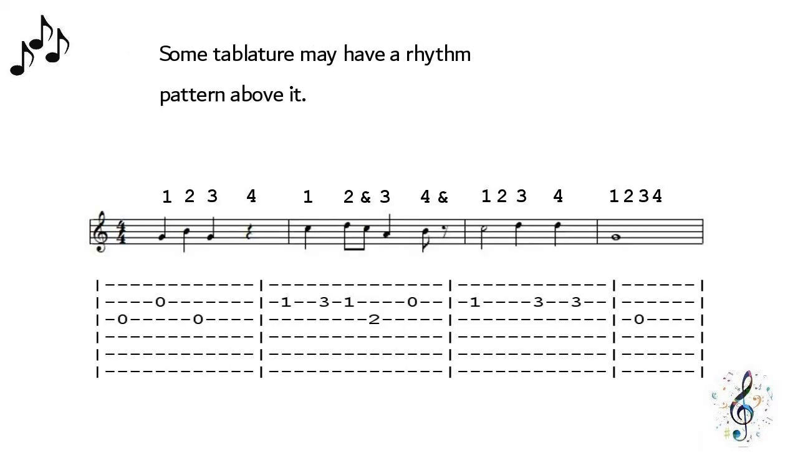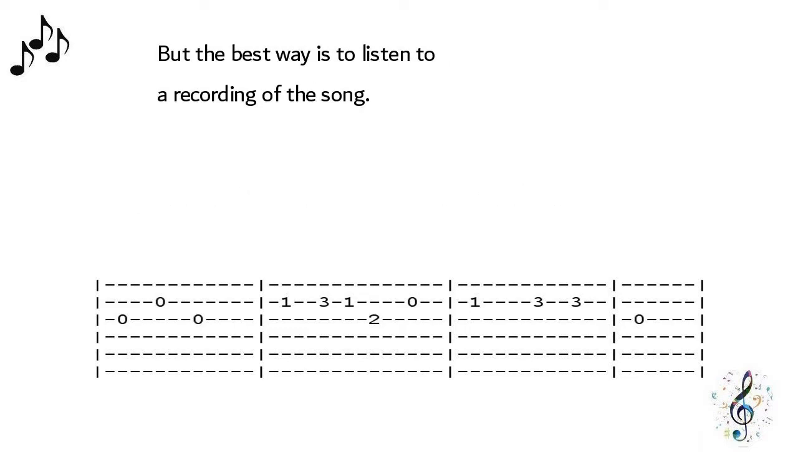Some tablature may have a rhythm pattern above it, but the best way is to listen to a recording of the song or from your memory of how you remember the song.